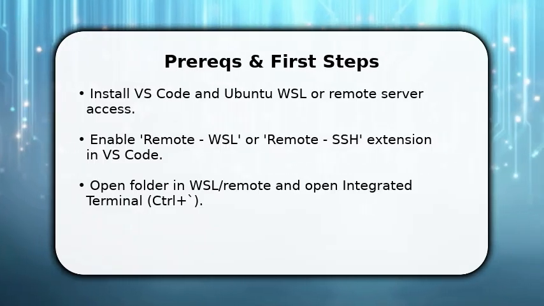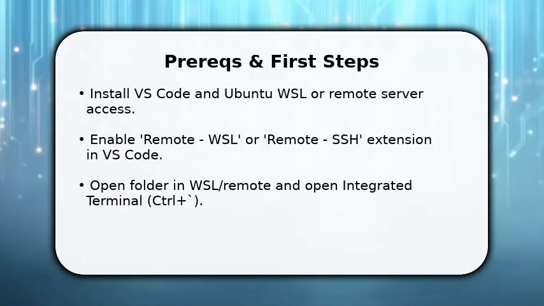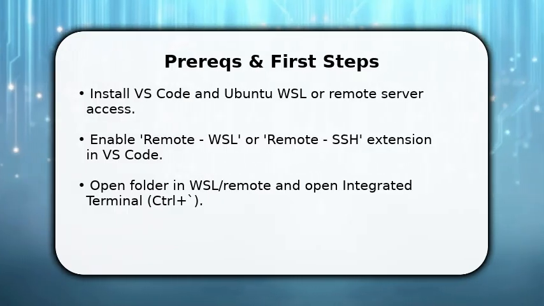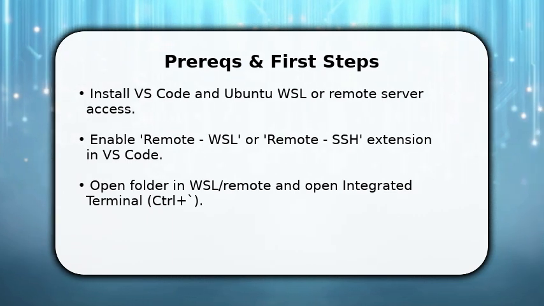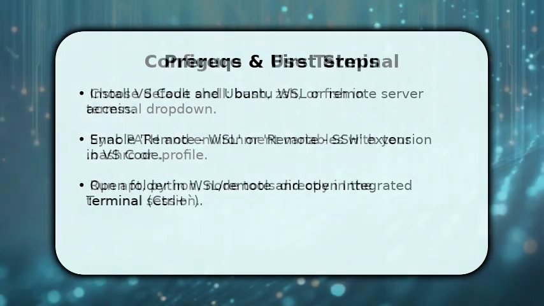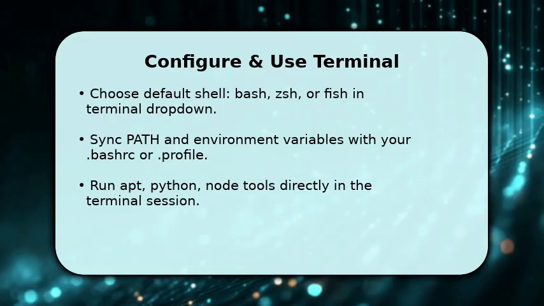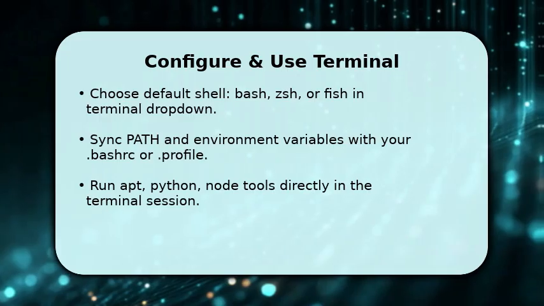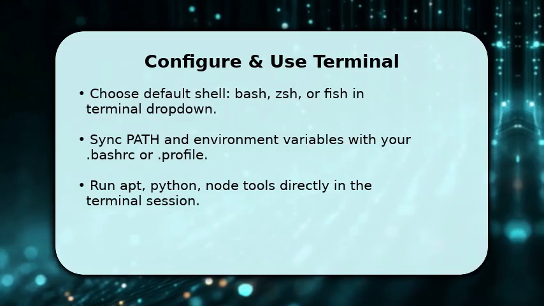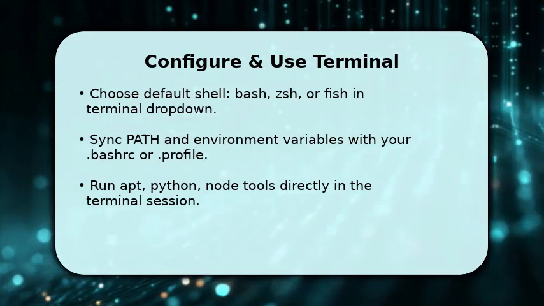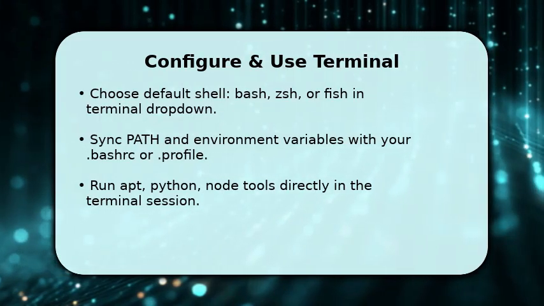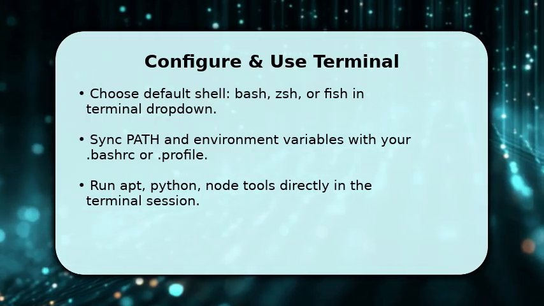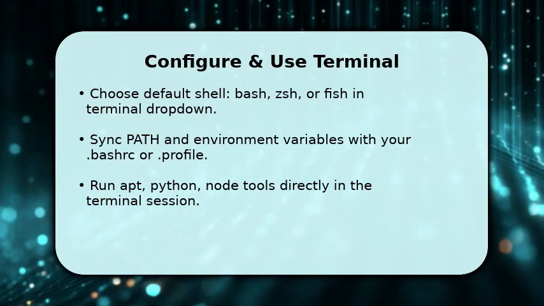This first step ensures you're not running commands on Windows by accident and that permissions, path, and tools match the Ubuntu environment. Now you configure how the terminal behaves and use it for development. Select the default shell from the terminal menu, bash or zsh usually, and make sure your bashrc or profile sets path, aliases, and any virtualenv activation. This ensures tools like Python, Node, and apt are found.